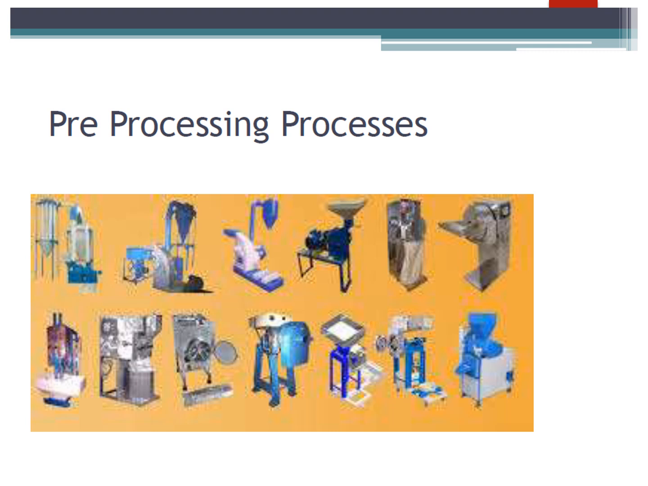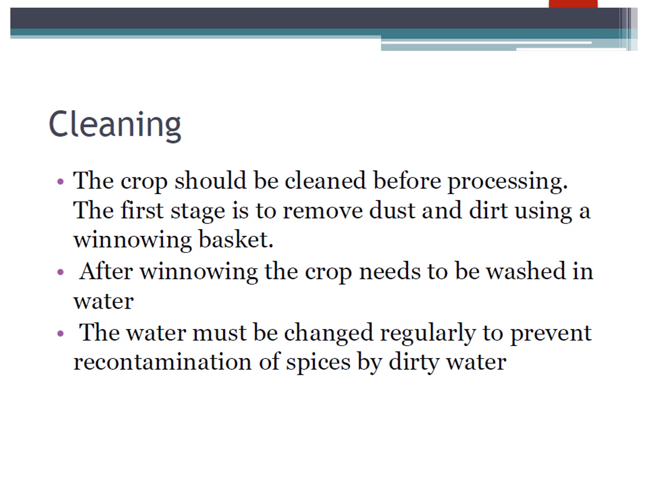This picture shows the various machineries used for pre-processing. Next, cleaning. The crop should be cleaned before processing. The first stage is to remove dust and dirt using a winnowing basket. After winnowing, the crop needs to be washed in water. The water must be changed regularly to prevent recontamination of spices by dirty water.